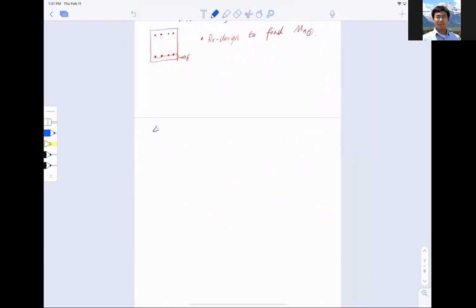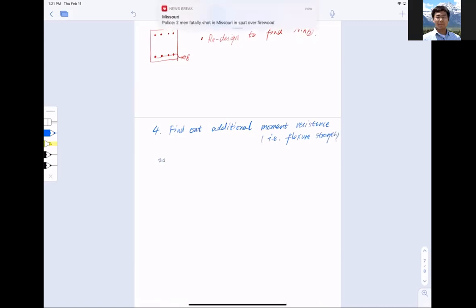So number 4, step 4. Find out additional moment resistance. Again, when you see this, basically it is flexure strength. Sorry, find out additional flexure strength needed. So this is not too hard to do. How do we do that?